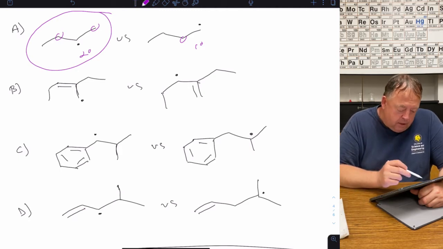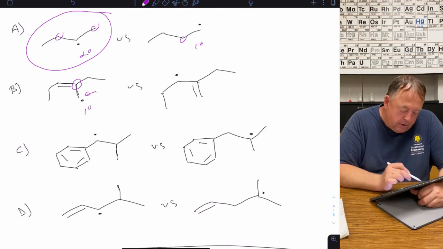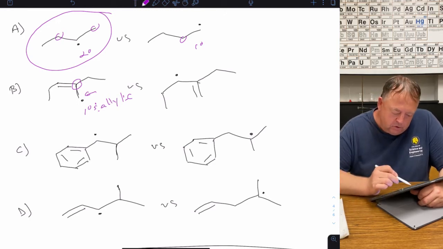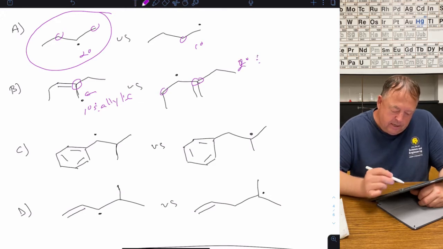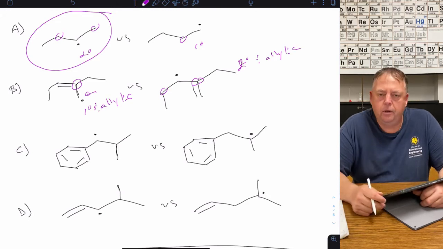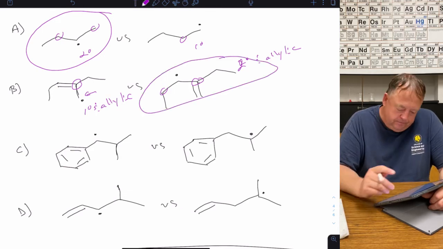Okay, so for B, this radical, classify it. So the radical is on that carbon, and that carbon only has that carbon attached to it. So this is primary and allylic, since the carbon that you circled is part of a double bond. And this one has those 2 carbons attached, so it's secondary. And one of the carbons that you circled is a double bond, so it's allylic. It's 1 carbon away from a double bond. So for the more stable, allylic is a wash, they're both allylic, but this one's secondary, so that's more stable.